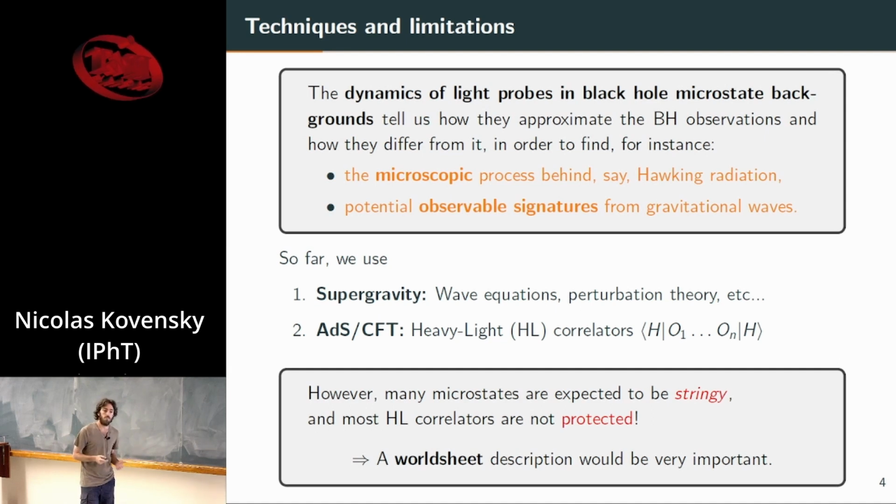However, there are a couple of problems with this. First of all, we expect many of the microstates to be actually stringy, so not well described within supergravity. So that makes it difficult to use the first of these two techniques. And the second one is that most of the heavy-light correlators will be non-protected quantities, meaning that we cannot use the simplest model that we have for the holographic CFT, which is a symmetric product orbifold theory that Sean and David were talking about. And for many quantities, that would give a different answer from what you get in the actual microstate geometry or state at the point in the moduli space where this background is defined. So having a worldsheet description for this is very important to try to address these two issues.